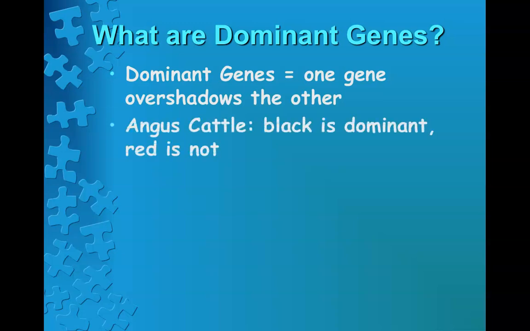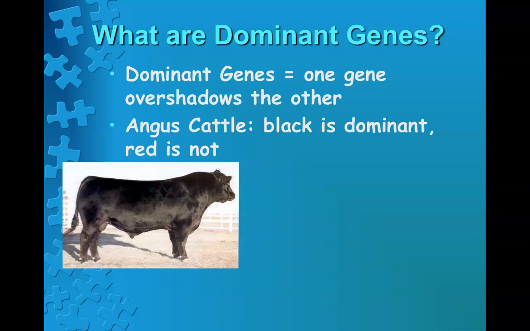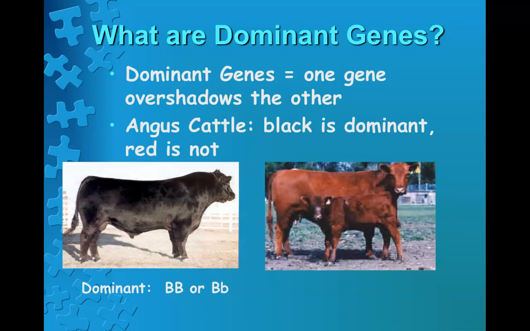So let's take an example. Your Angus cattle, black is dominant. So that means genotypically that black cattle can either be homozygous dominant, so two big B's, or it can be heterozygous, the big B, little b. Red cattle, on the other hand, are recessive, and so these guys can only be two lowercase, so long as I mate two red cattle together, I will always get red cattle. But if I mate two black cattle together, that doesn't necessarily guarantee I can't get a red one if they are both heterozygous individuals.